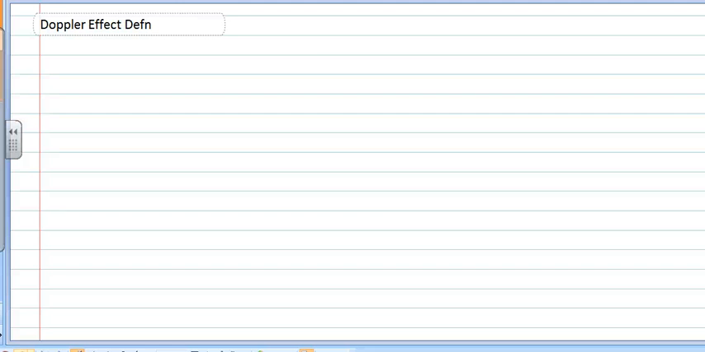Okay, welcome back everyone. In this video we're going to be talking about a very important effect that occurs with all waves, and we'll look at it in the context of sound waves. So we're dealing with the Doppler effect. First, a definition. The Doppler effect is basically a change in the perceived frequency of a wave.